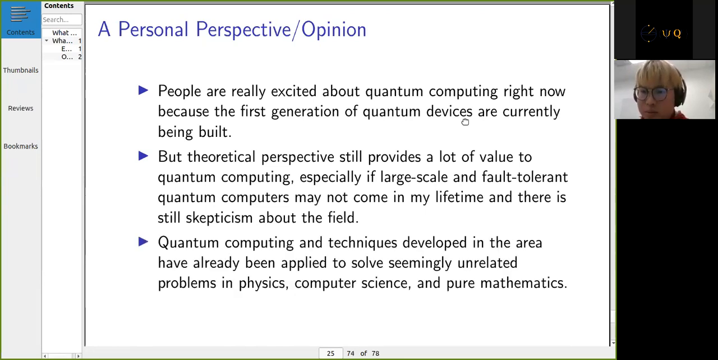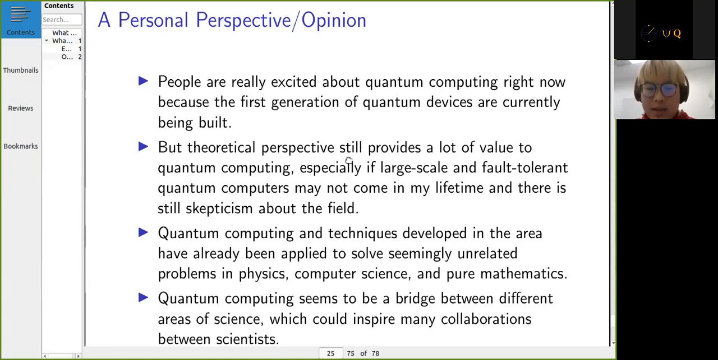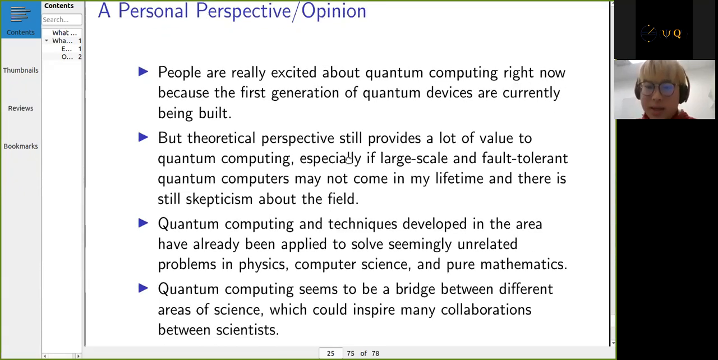And I think more importantly, quantum computing is valuable as a field because a lot of the things that have been studied and applied to quantum computing, at first they've been applied to solve a quantum computing problem, but then maybe a few years afterwards, they've been applied to solve unrelated problems in physics, computer science, and other areas of mathematics. So I think for this reason, it's still very valuable to think about. Even if we never build a practical quantum computer, quantum computing could be a bridge between different areas of science and could inspire many collaborations between different scientists.